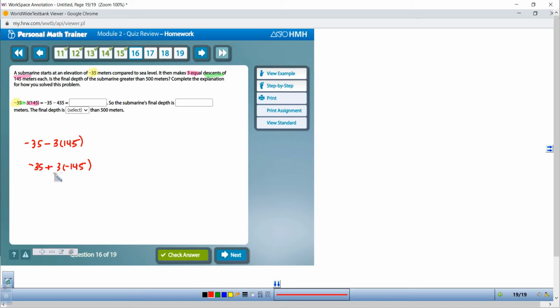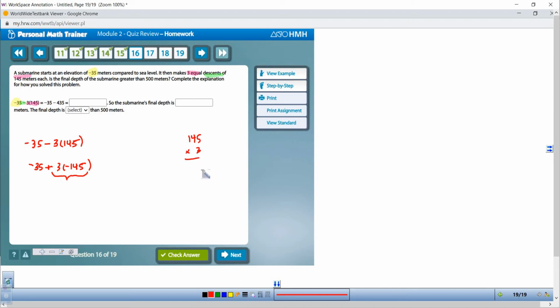Either way, guys, here's an example I like of where we have to do the multiplication first. This is where I wish they would have done more problems like this, where you knew that you don't subtract first, you're going to multiply first, even though the multiplication comes second. So we need to do 3 times 145 and find out what that equals.